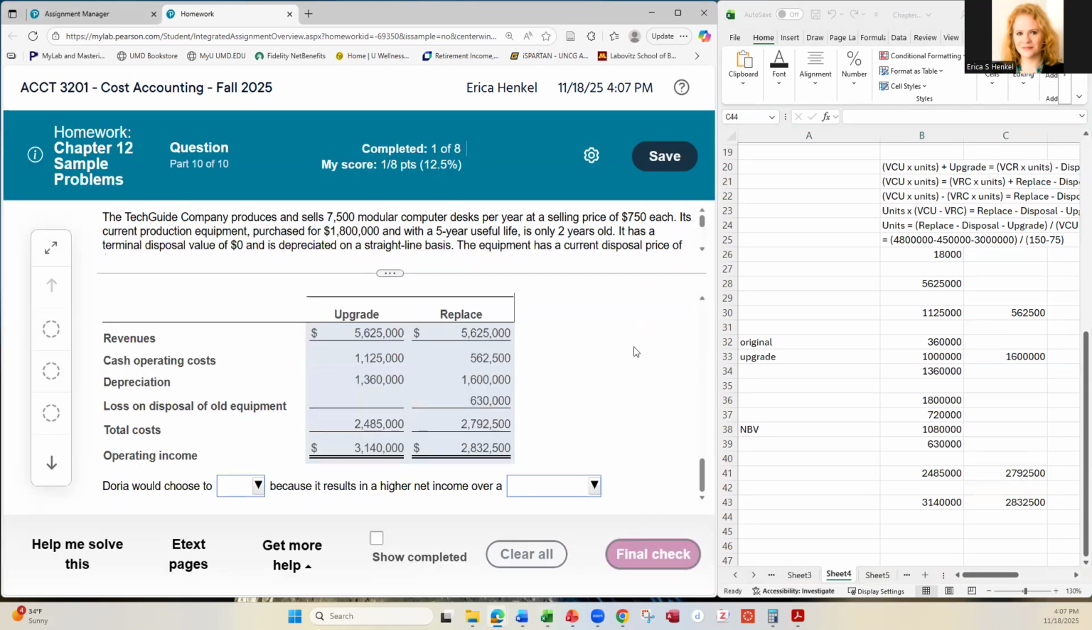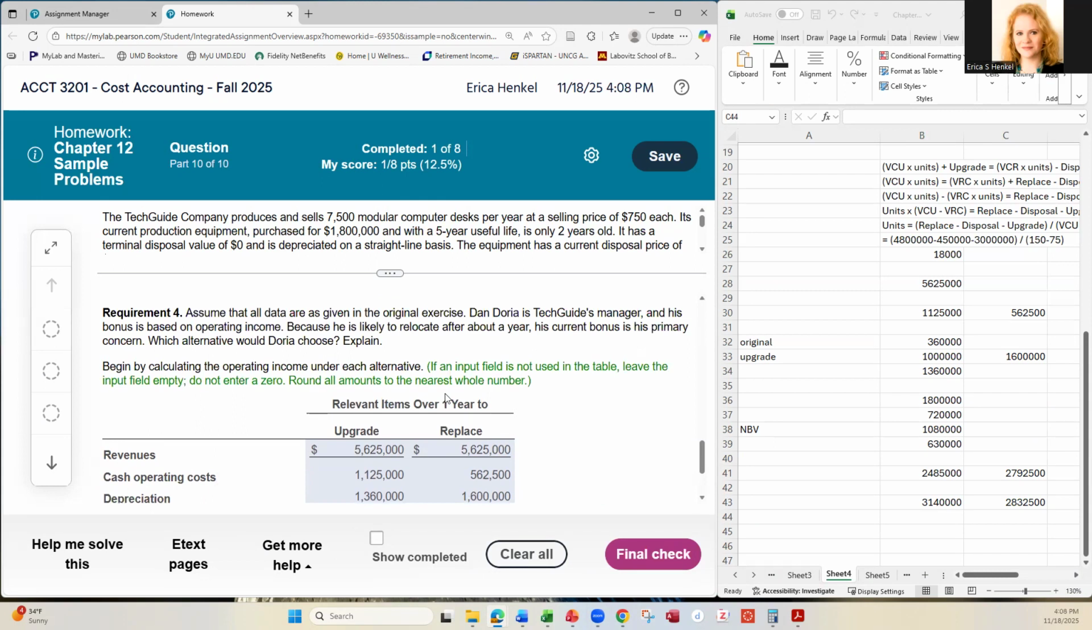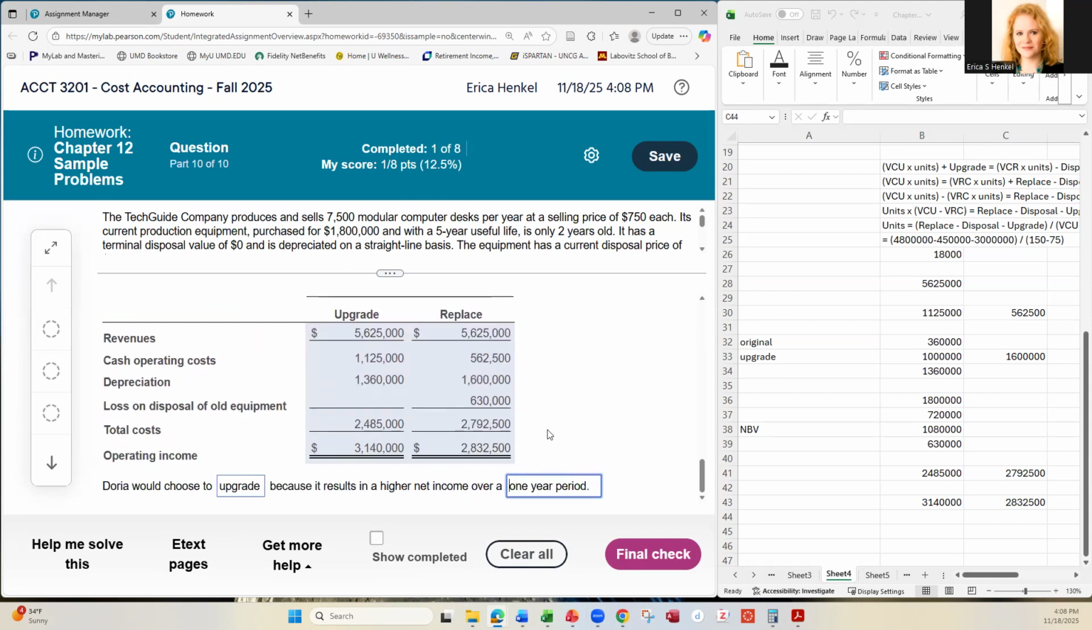All right, so operating income ultimately is better at the 7,500 unit production level. We would vote to upgrade because it has a higher net income over a 1 year period. If we're doing this based on Dan's bonus, he's going to pick to do the upgrade instead of replacing it. So this is an example of how management short-termism can cause different decision making than looking at something over the full life of the project.